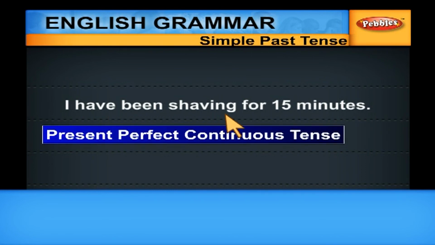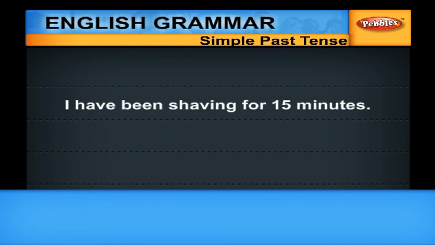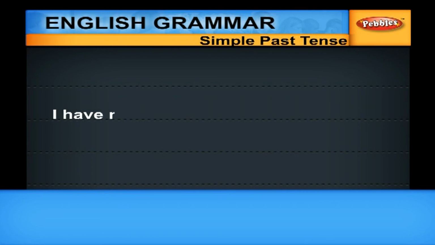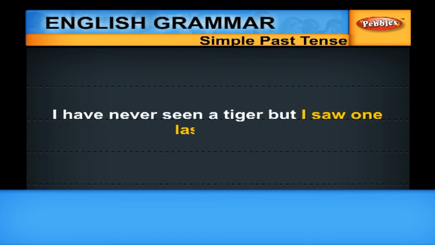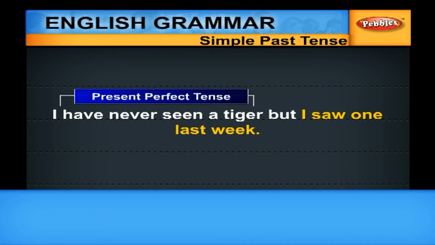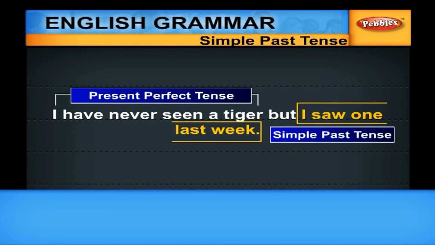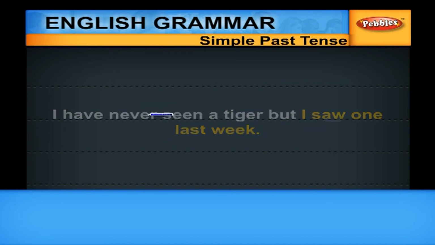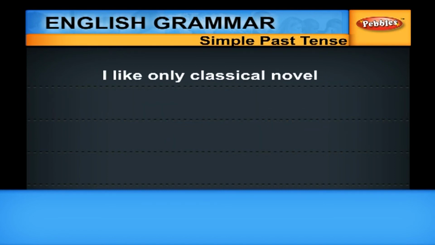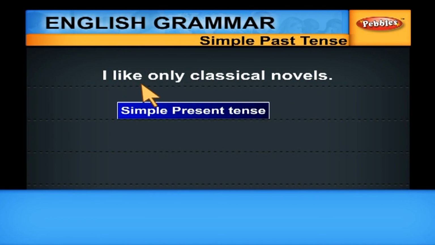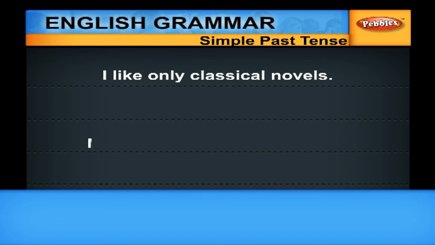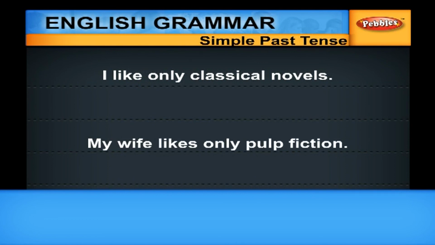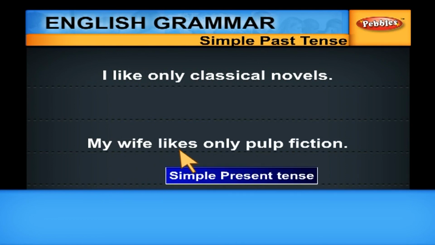So now, we have used all the forms that we have seen so far. I have never seen a tiger, but I saw one last week. Present perfect plus simple past. I like only classical novels. What do you think this is? Simple present tense. Let me give you another example. My wife likes only pulp fiction. This is in simple present tense.